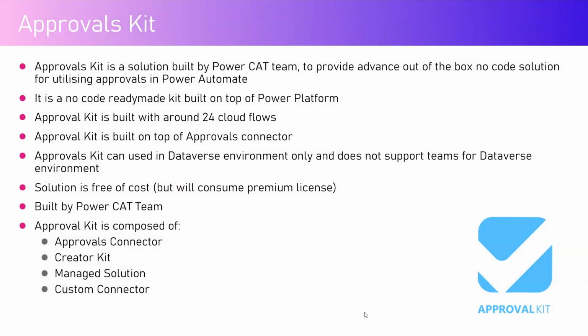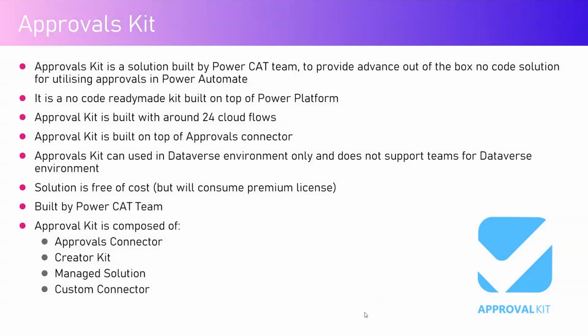If you remember the Center of Excellence Starter Kit, it is on the same line. It is built by a separate team. It is not directly involved with the product, but you can install it separately in Power Platform. Approvals Kit is built with around 24 cloud flows as of now. So I'm talking about the month of April 2024.